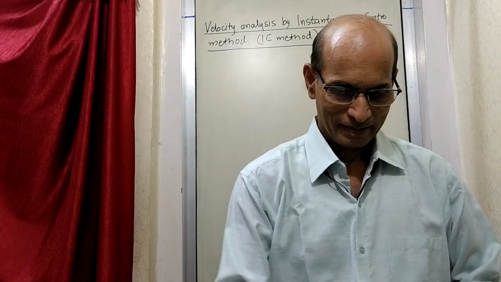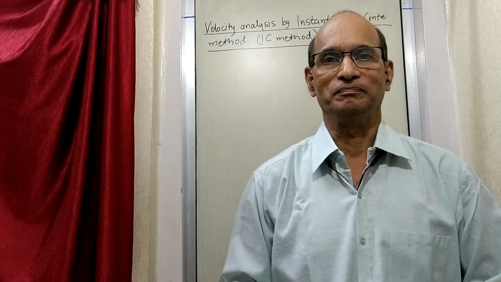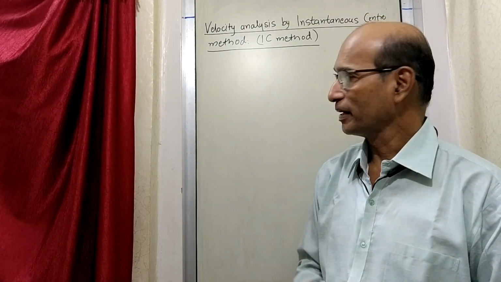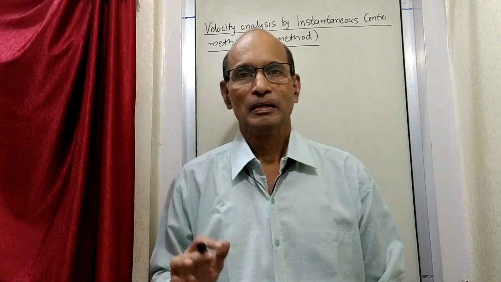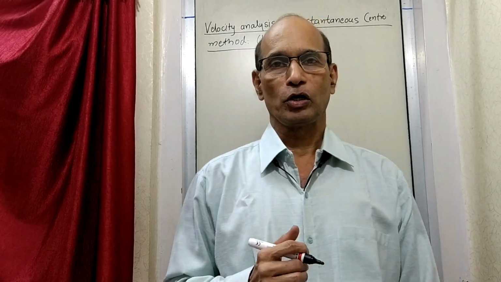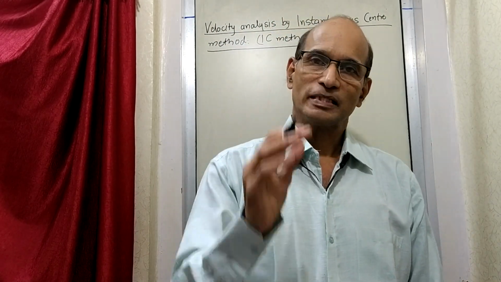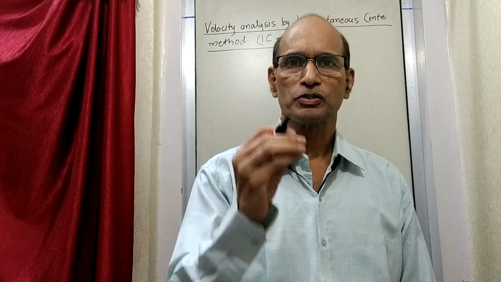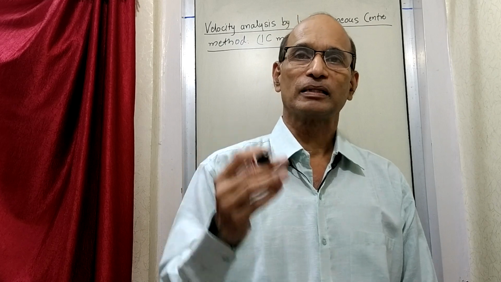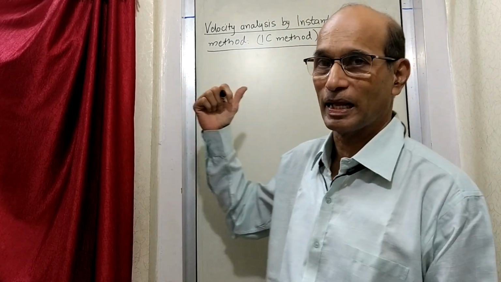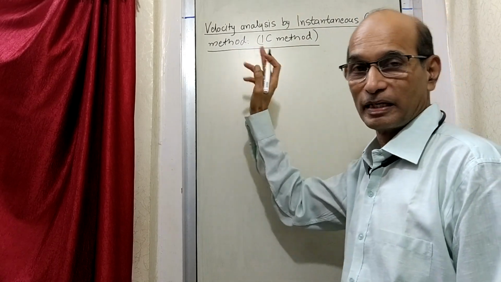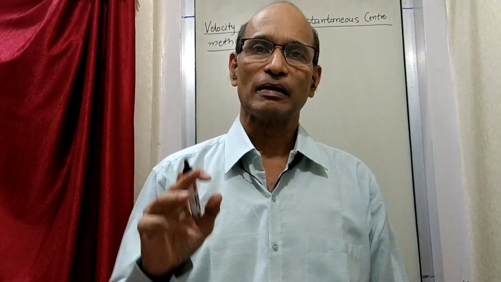Welcome everybody. Now we are going to the next part, that is to find out the velocities of different points on the link just like last time, but by making use of a different method. Last time we did it by the velocity polygon method. Now we are going to again find out the velocities and angular velocities of various points, but the method is going to be different, and that method is called the instantaneous center method or IC method. So this is a different method altogether, although the basic concept is still the same.